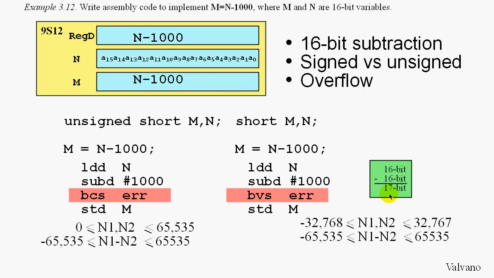And in both cases, if we try to store the 17-bit result back into a 16-bit variable, we have the potential for an overflow, and the result might actually be incorrect. In assembly language, we could look for this incorrect answer. If the numbers are unsigned, we look at the carry bit, and if the numbers are signed, we look at the V bit.